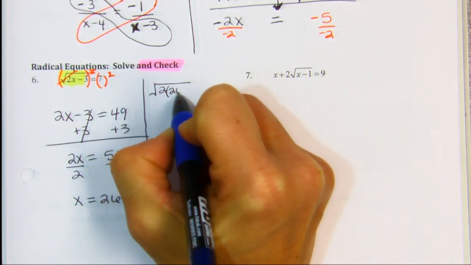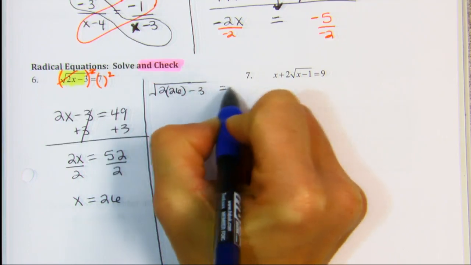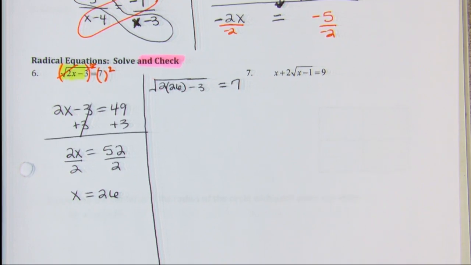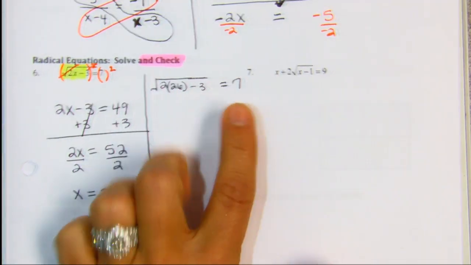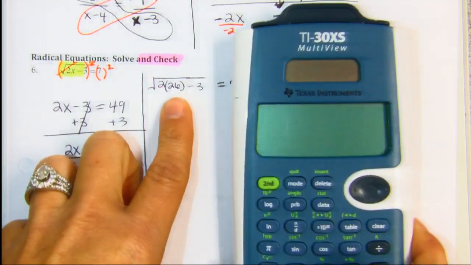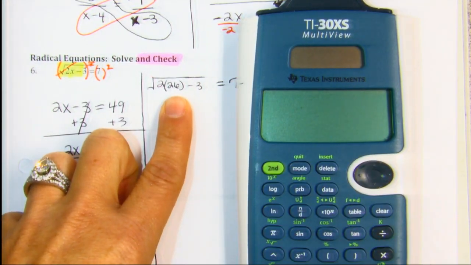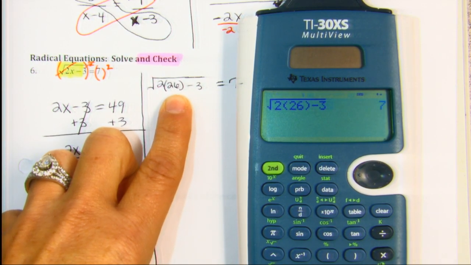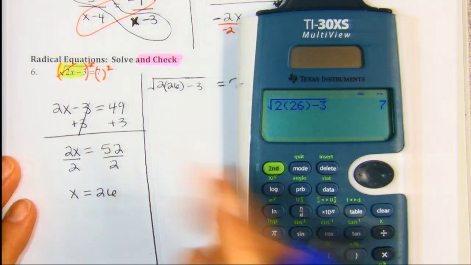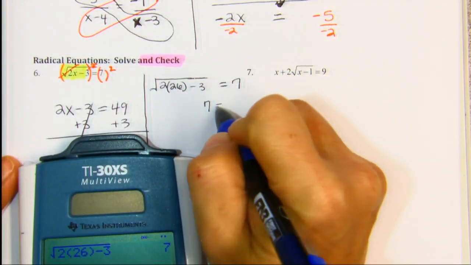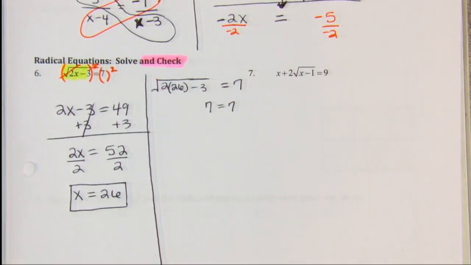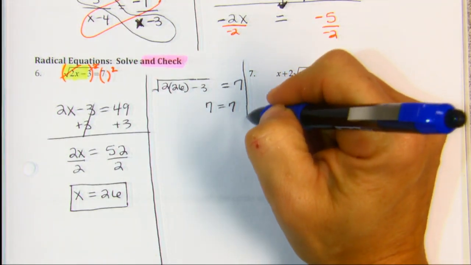So we would just go plug it in. 2 times x, and we're saying x is 26, minus 3 equals 7. So we just want to see if I simplify this left side, does it equal 7? You can just, in your calculator, type in the square root of 2 times 26 minus 3, and that is the number 7. So 7 does equal 7, so it would be a real solution, but it only took you half a second to do that. It took longer for me to explain it than to do it.